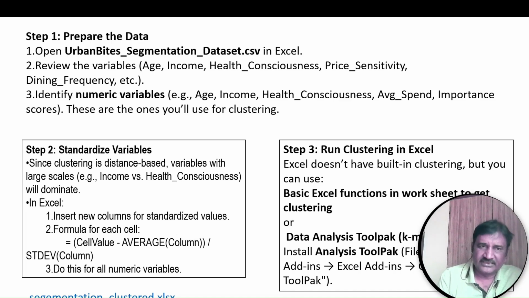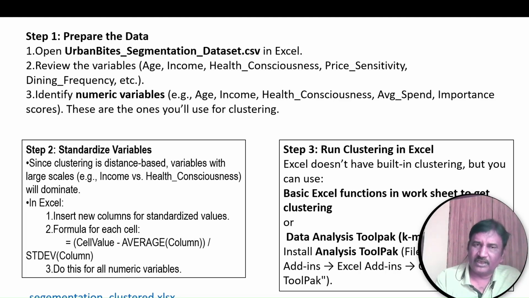Then standardize the variables. There are two methods of standardization. One is to convert all the values to Z value. How do you get the Z value? That is written here in the transparency. Z is x minus mu by sigma. So x is the value with which you are concerned, mu is the average and sigma is the standard deviation.